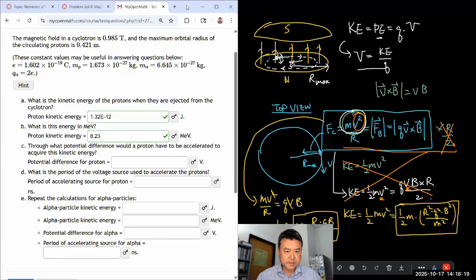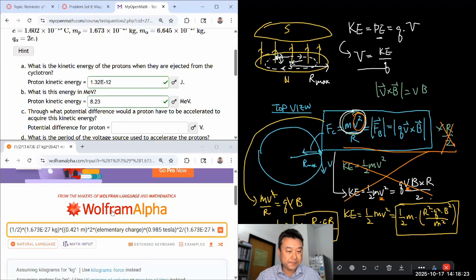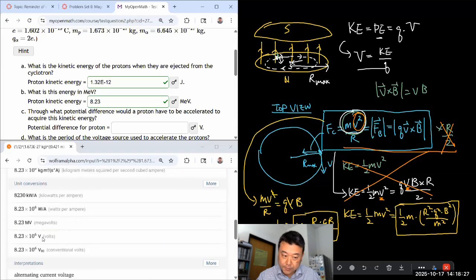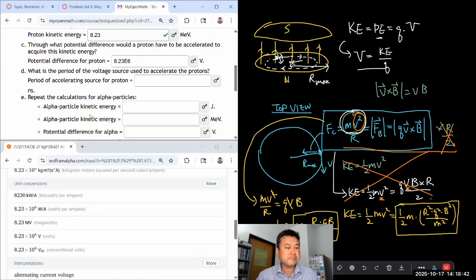Let me actually snap this top. Okay, it did a calculation. There should be an answer in volts. There it is. Yeah, pretty large. 8 million volts and 230,000. 8.23 E6 volts.